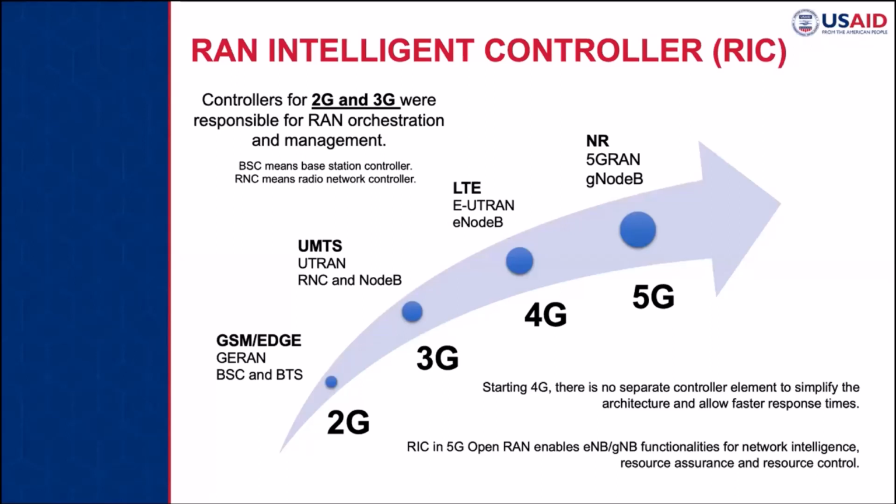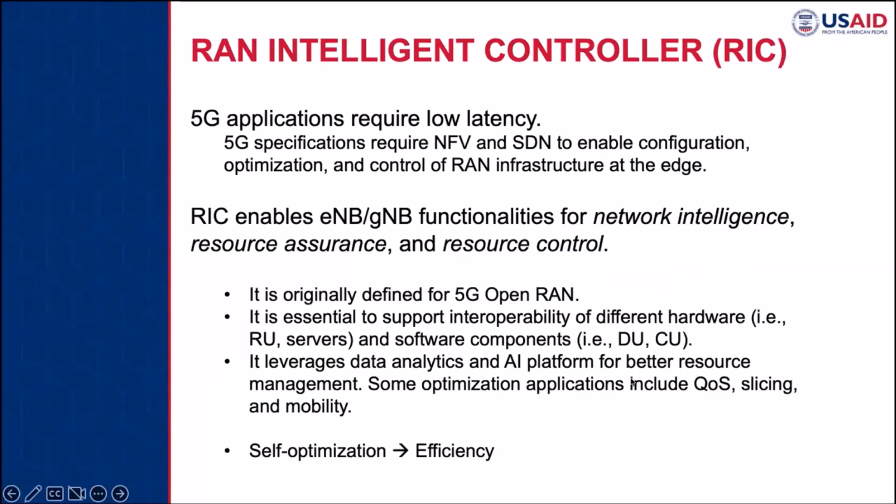So by the time that 5G came, there is now a RAN intelligent controller, and the RAN intelligent controller enables the eNode B and gNode B functionalities for intelligence, resource assurance, and resource control. Because of the virtualization and software-defined networking, you're able to allow configuration ng mga different infrastructure or different software of radio access networks. Okay, so yung RIC, the RAN Intelligent Controller, started in 5G. Although earlier there were some controllers, they are different from the RAN Intelligent Controller that was created in 5G.